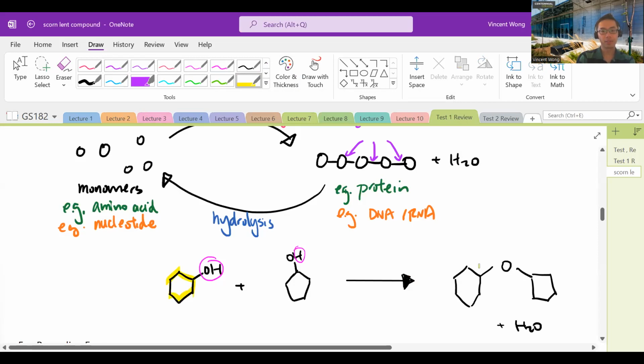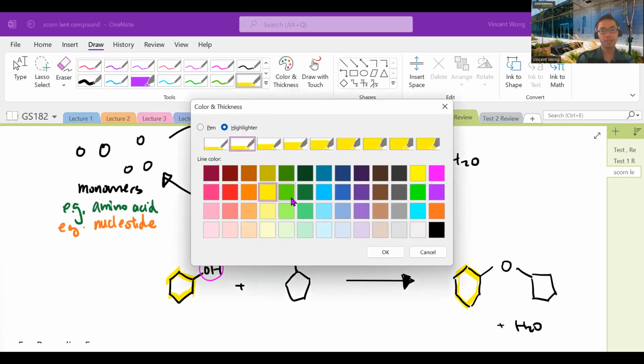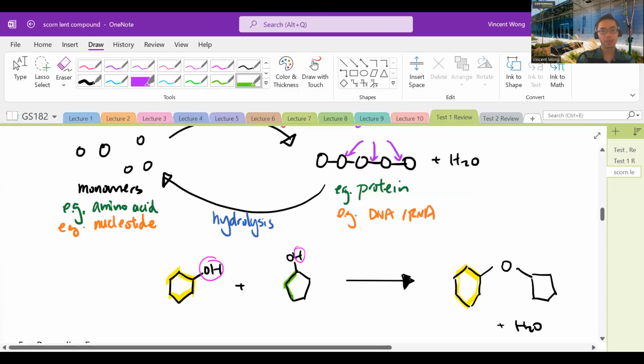Okay, so there is the ring here for the 6 carbon ring, and the other part is going to be the 5 carbon ring. And basically this part here is going to connect with that, right, to form the bond. Okay, any questions?